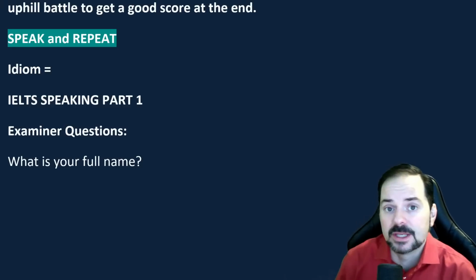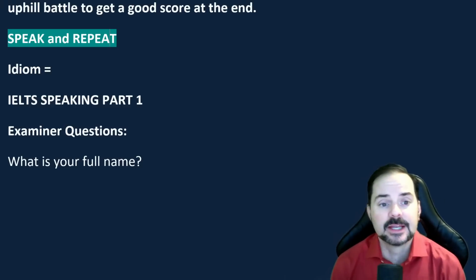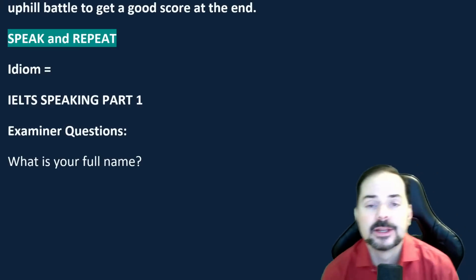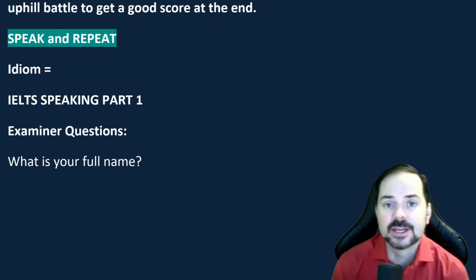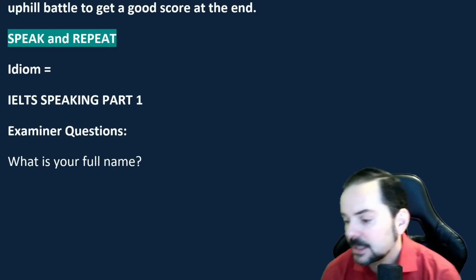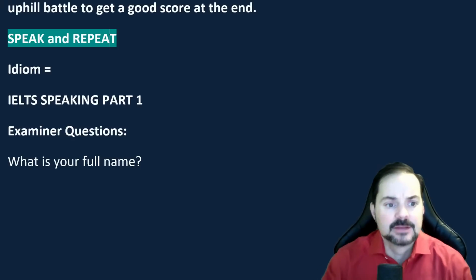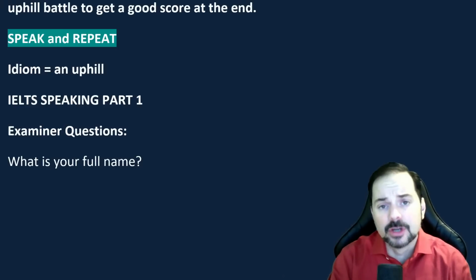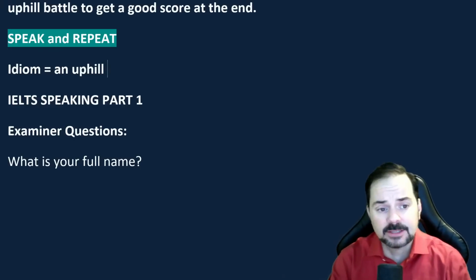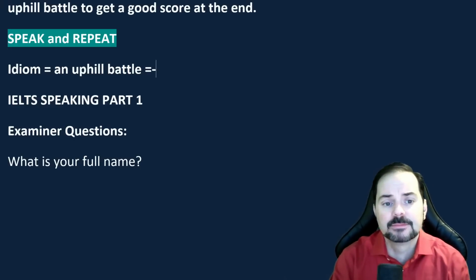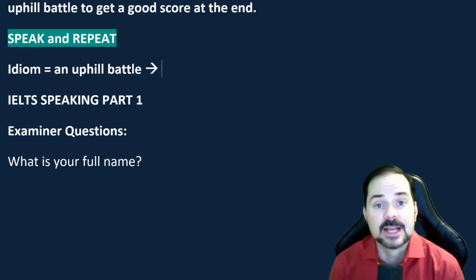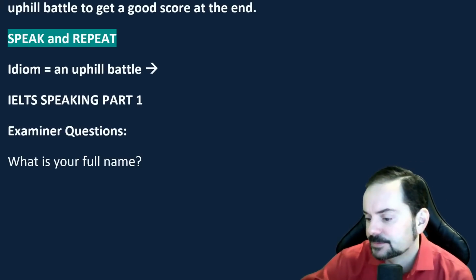Make sure you repeat it. Don't just write it, but say it. Okay, it's an uphill battle. If I don't do well in part 1 of my IELTS speaking, it becomes an uphill battle. Anybody know what that idiom means? An uphill battle. Idioms are good, but you have to use them correctly. Okay, if you don't use it correctly, then it really sounds terrible and confusing.